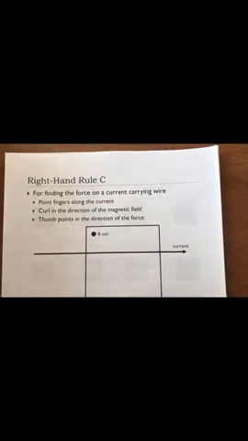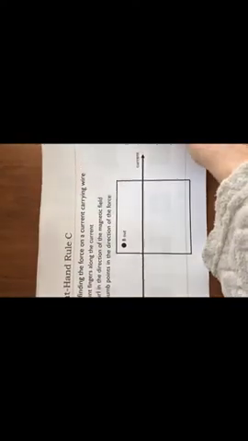Okay, lastly, right-hand rule C. Right-hand rule C is very similar to right-hand rule B, but instead of pointing along the velocity, because you don't have a velocity vector, you point along the current. But really, the current points in the direction of the velocity in a lot of ways. And so it's very similar. So again, we're going to point our fingers in the direction of the current. Then we're going to curl into the direction of the magnetic field, and our thumb again is going to give us the force.